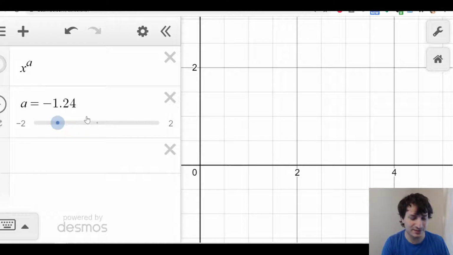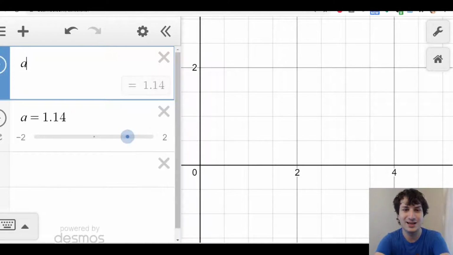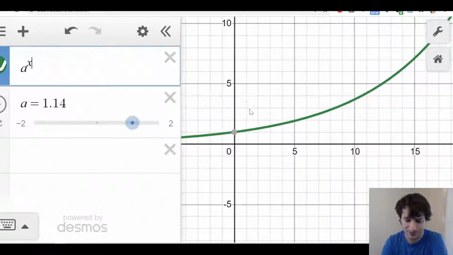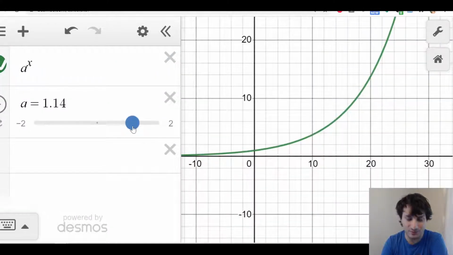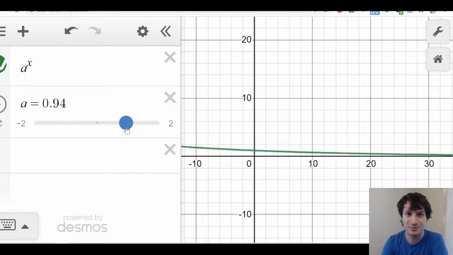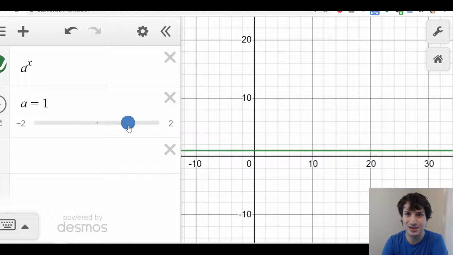So we've got this base a again. We had that from the last video, so we can leave that in here. Instead of doing x to the power a, that's a power function, we're going to do a to the power x and see what this looks like. So let's zoom out. This is a is 1.14, and as a increases, you get this big growth. It's growing as x grows. And as soon as you get to a number less than 1, it flips, where it's shrinking down to 0. And in between, it looks like a straight line.